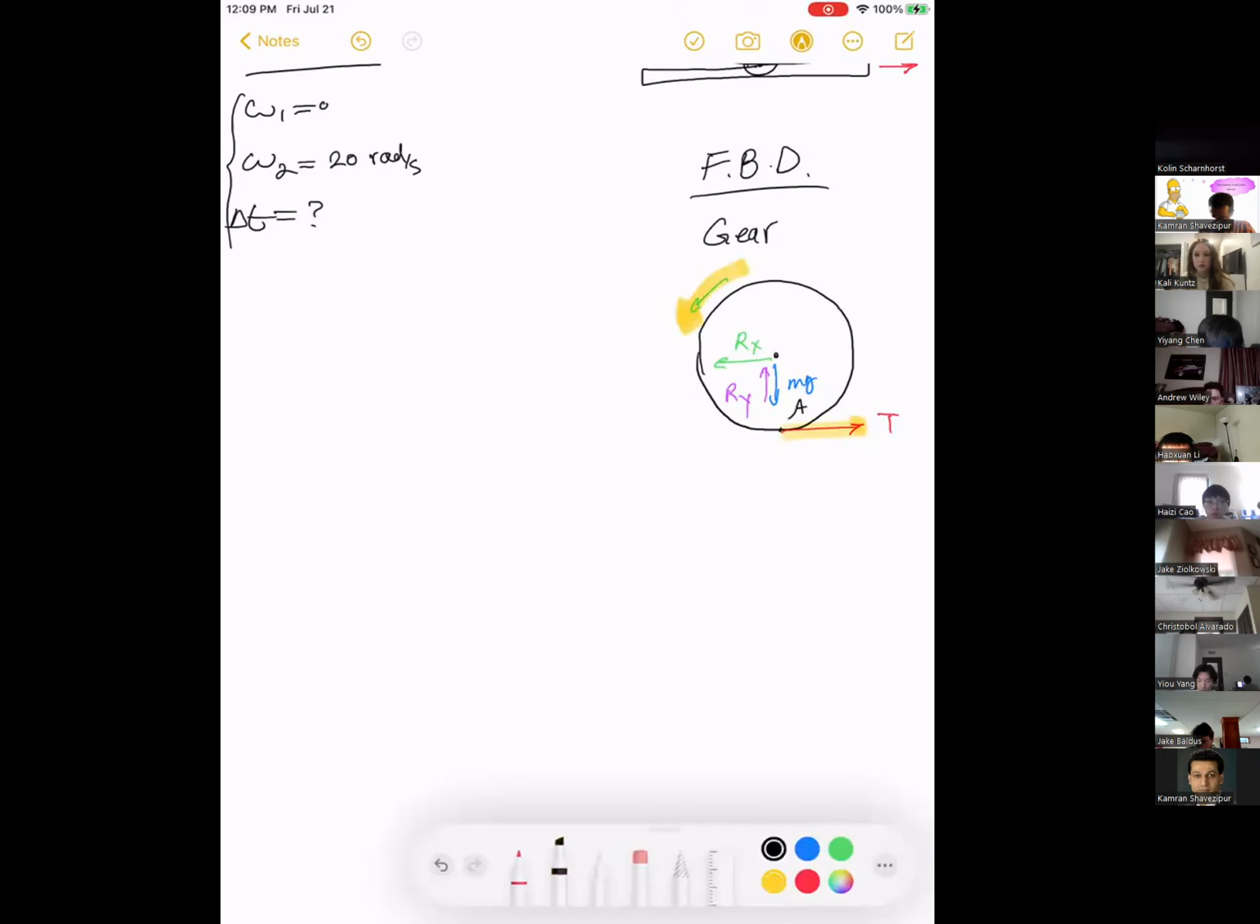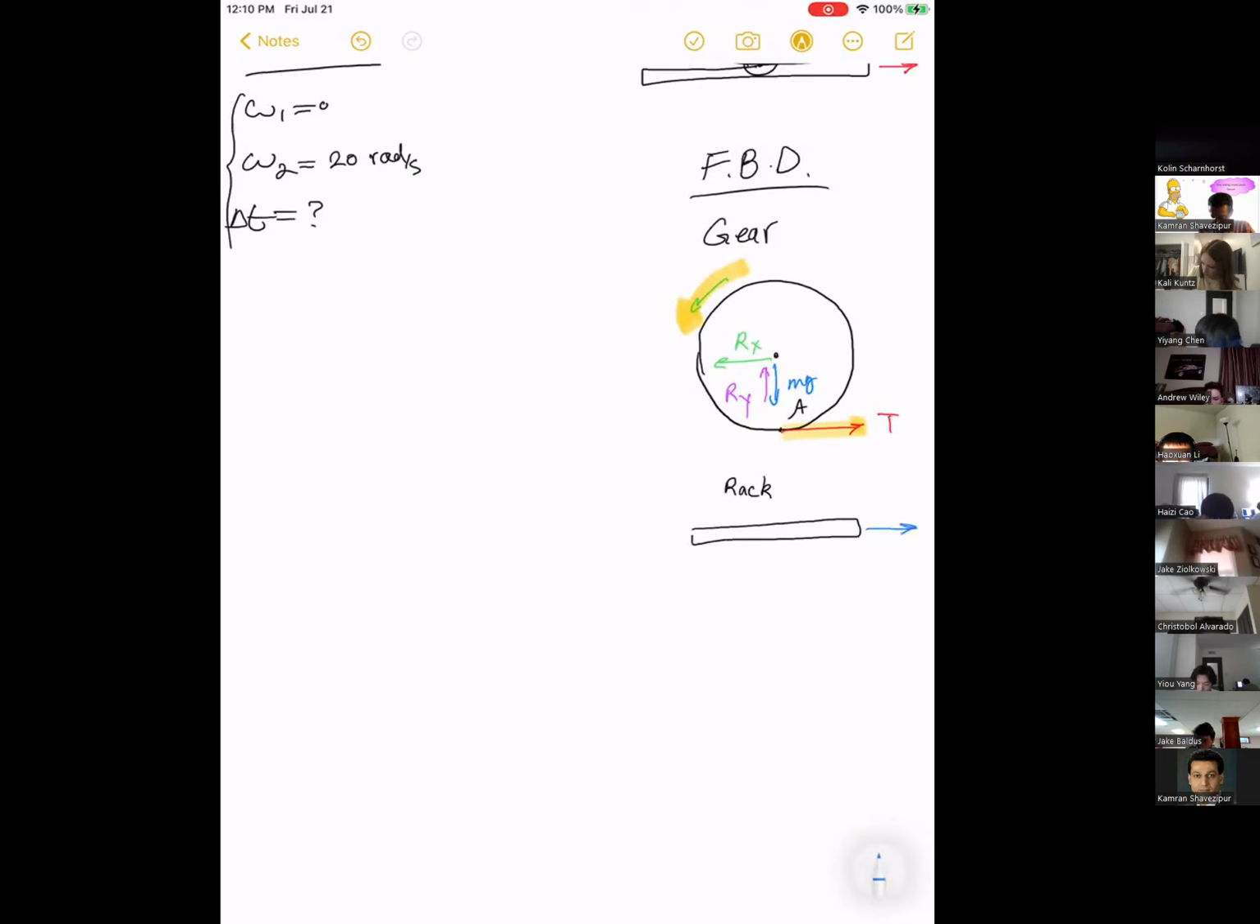Now I'm going to go to the rack. If this is the rack, you're going to have the external force P here and the reaction of this force. Right? Any question about the free body diagram?